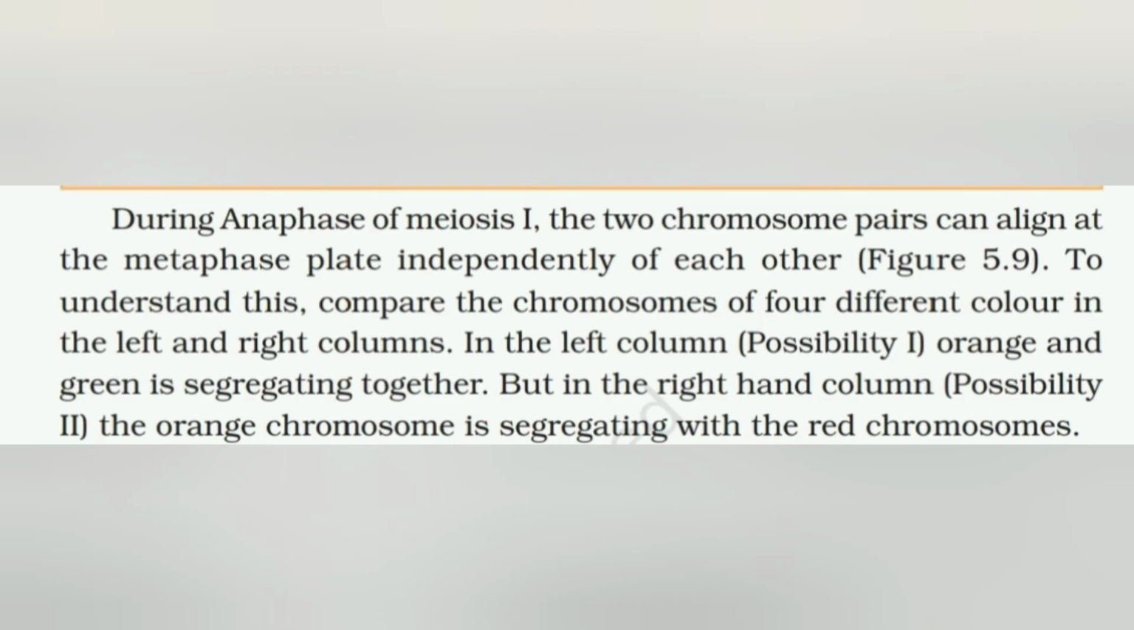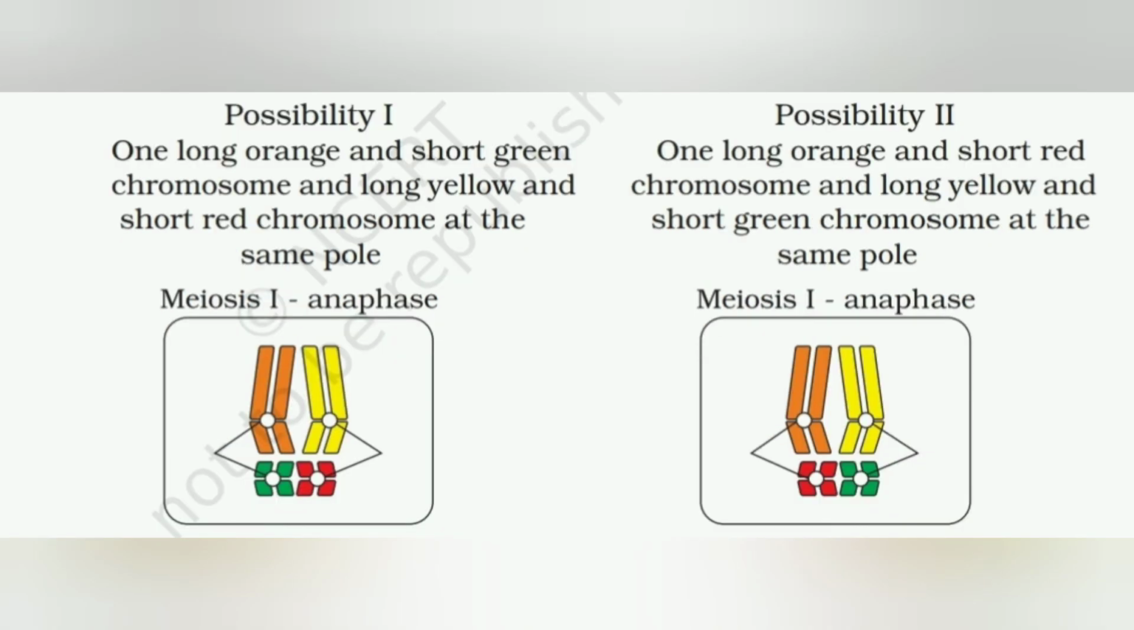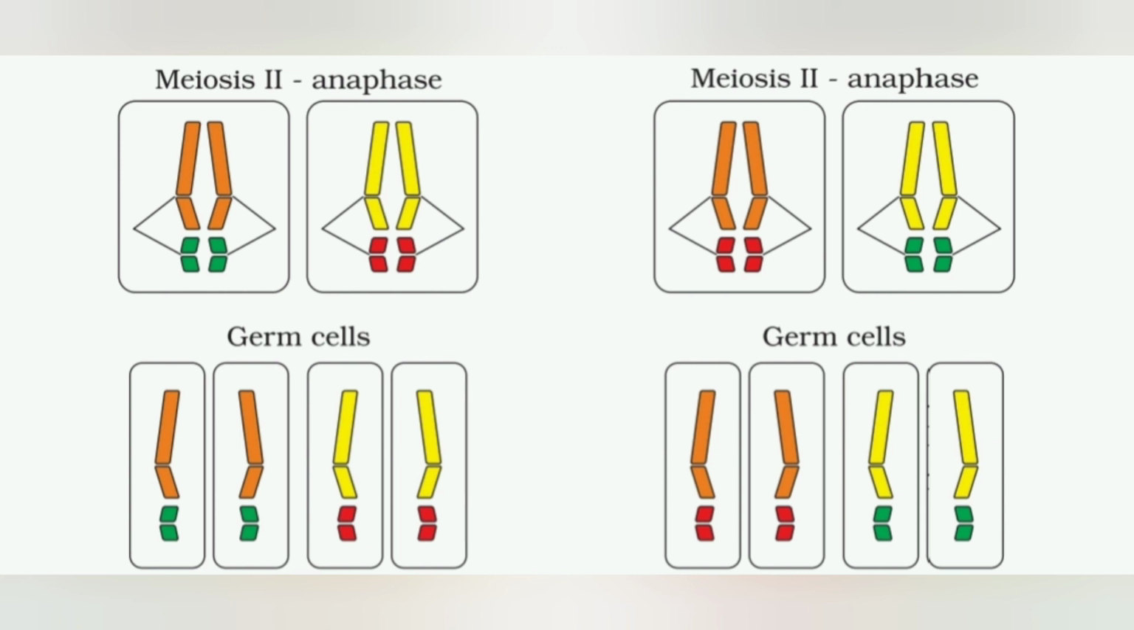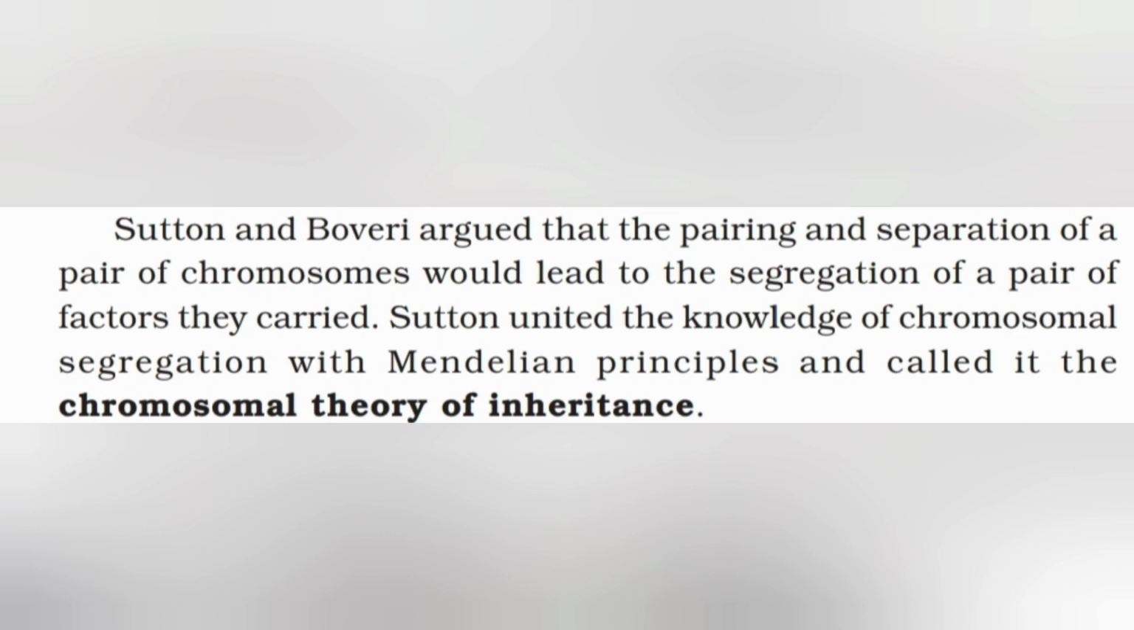Here, A represents the gene and B represents the chromosome. During anaphase of meiosis 1, the two chromosome pairs align at the metaphase plate independently of each other. We can see in the diagram. To understand this, compare the chromosomes of 4 different colors in the left and right columns. In the left column, possibility 1, orange and green are segregating together, but in the right hand column, the orange chromosome is segregating with the red chromosome. Sutton and Boveri argued that the pairing and separation of the chromosomes would lead to the segregation of a pair of factors that they carried.